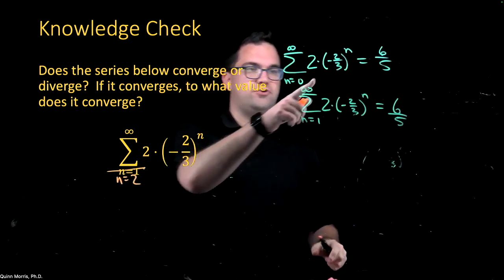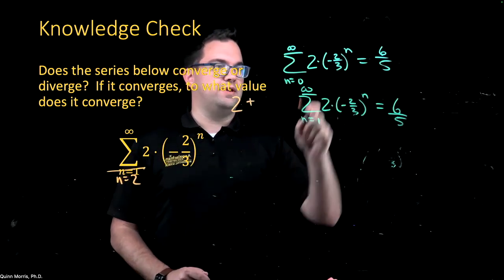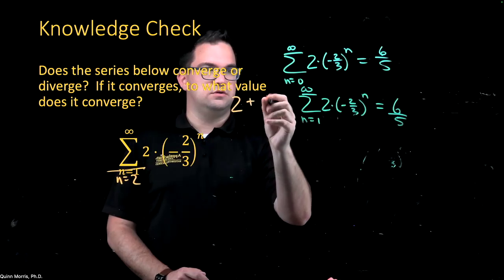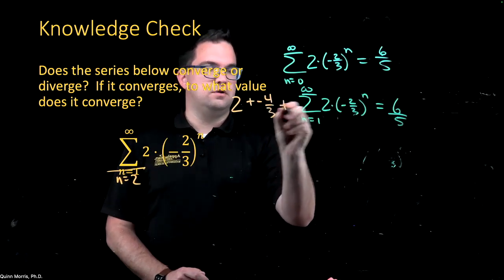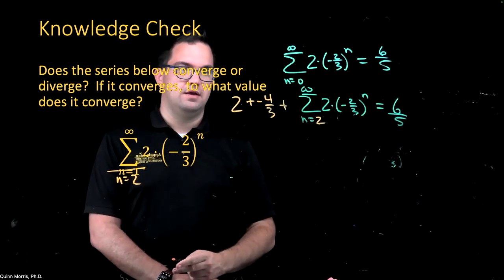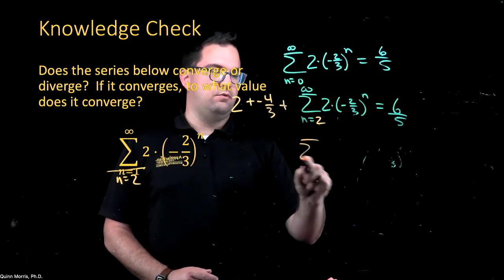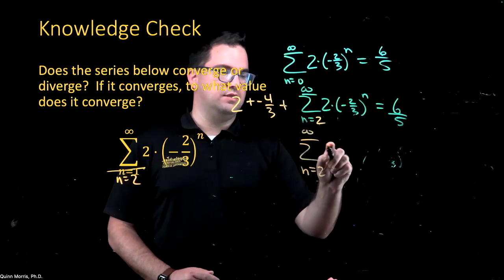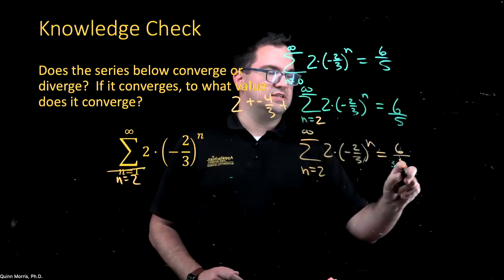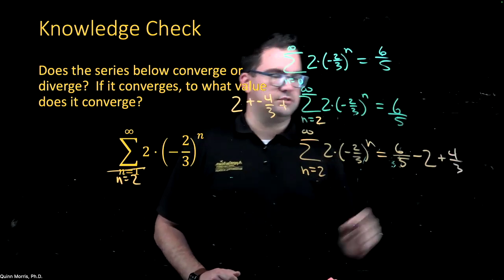So I'd say, okay, the 0th term is just 2. The first term is 2 times minus 2/3 to the first, or negative 4/3. And then I'd have the sum starting at 2. And then you can see that I would just subtract 2 and add 4/3 to both sides. I'm not going to work out precisely what this is, but I get that this was 6/5 minus 2 plus 4/3.